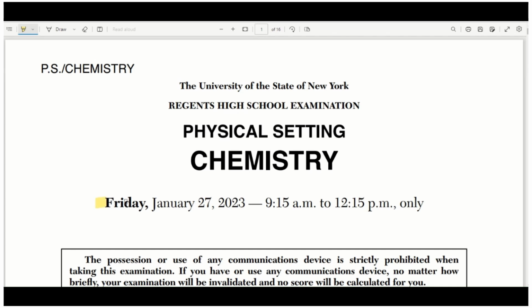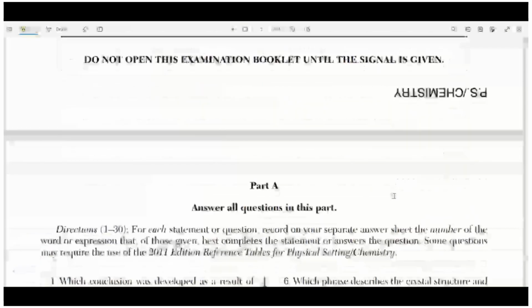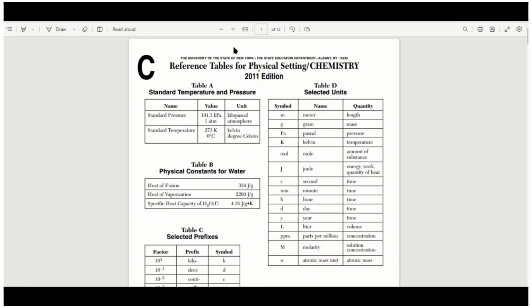All right, it is time to go through the January 2023 Regents Chemistry exam. Here are the directions you see on the front of the exam booklet. Here is Part A. These are typically the most straightforward multiple choice questions. You will have a copy of the reference tables, the 2011 edition of the reference tables.